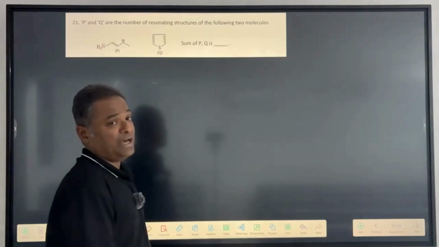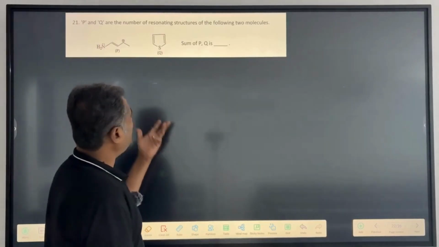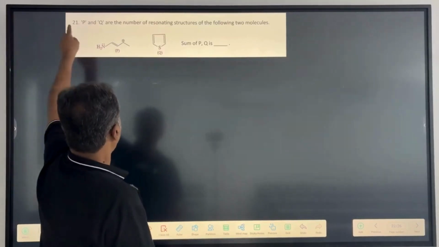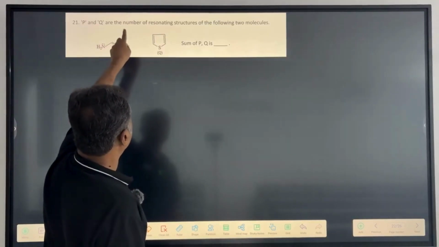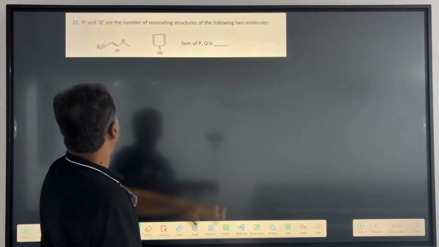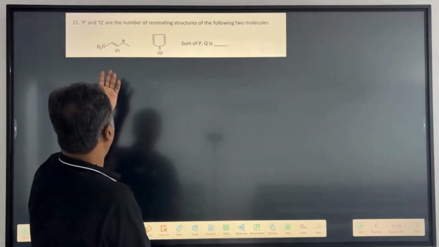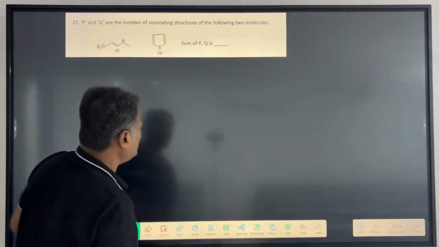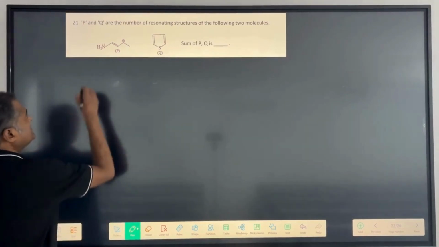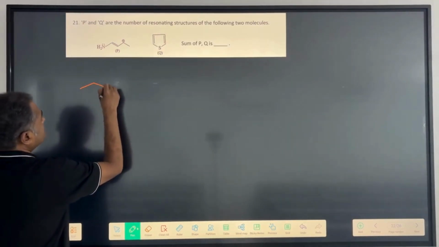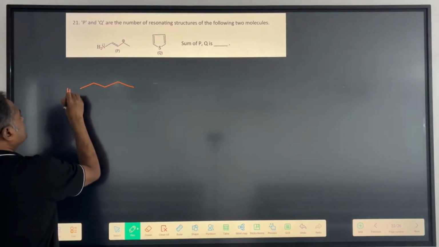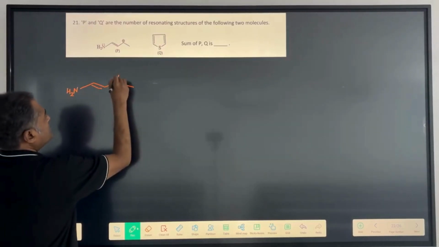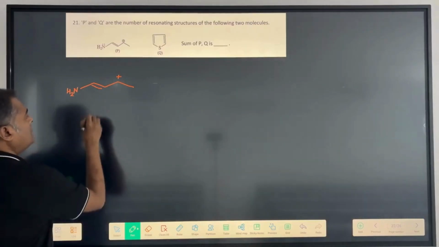It's a factual discussion. Let's now proceed to the next question. Here we have a numerical-based question, where you need to write some values. What is the question given? P and Q are the numbers of resonating structures of the following 2 molecules. There are 2 ions and a molecule given to you, and you have to just find out the number of resonating structures. We have already done this. Let's write. I have a structure given to you like this, with a pi bond, and here it's a plus charge. Now this is compound P.